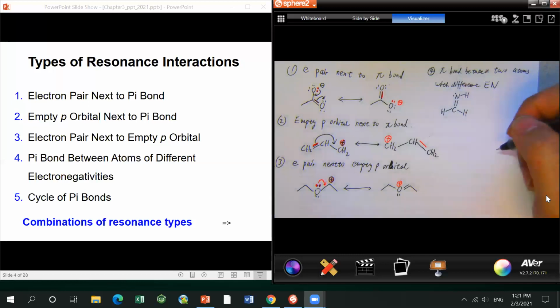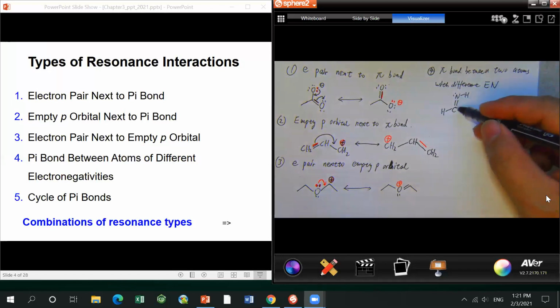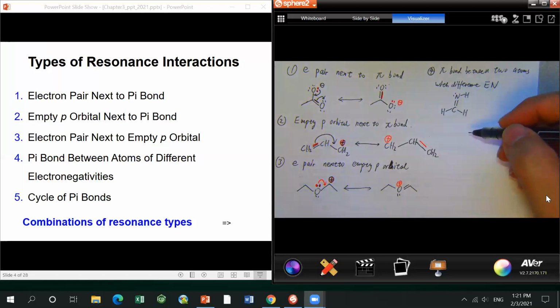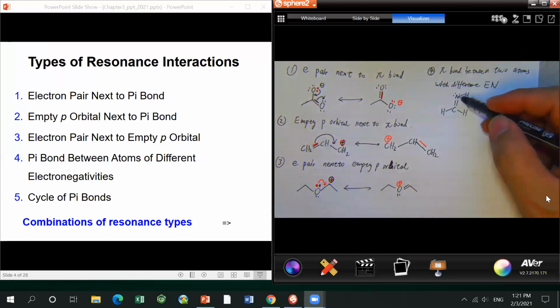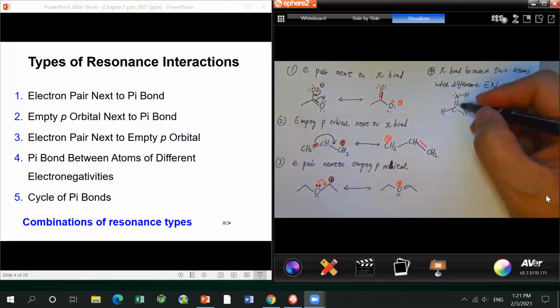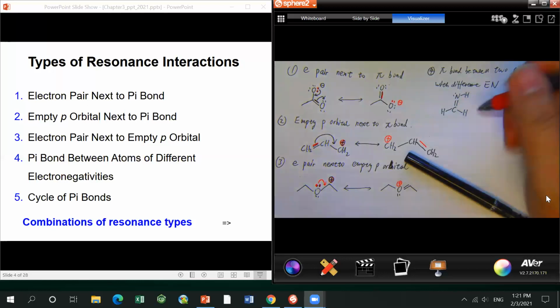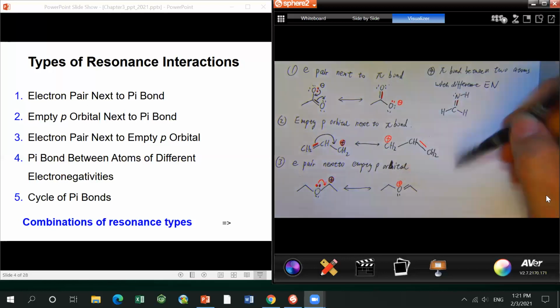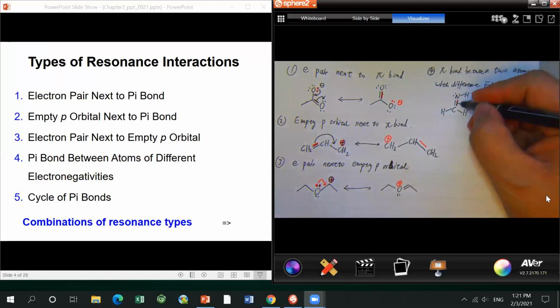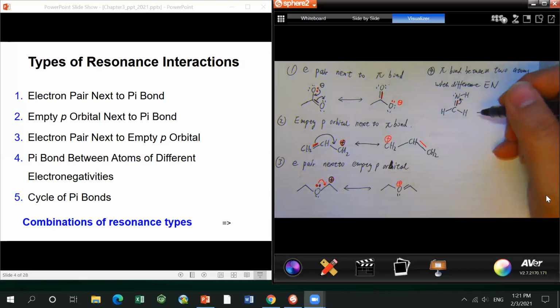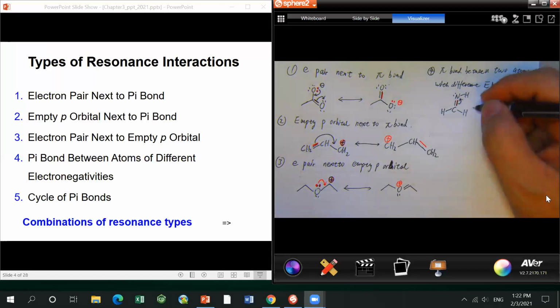We have one pi bond between the carbon and nitrogen, and they have different electronegativity. In this case, always keep in mind that the shared electrons in the pi bond can shift to the higher electronegativity atom, because this one is easier to grab the other electrons. Never go in the reverse order.